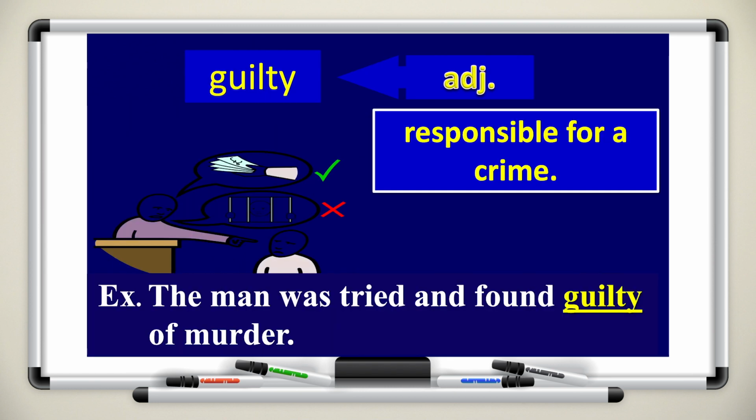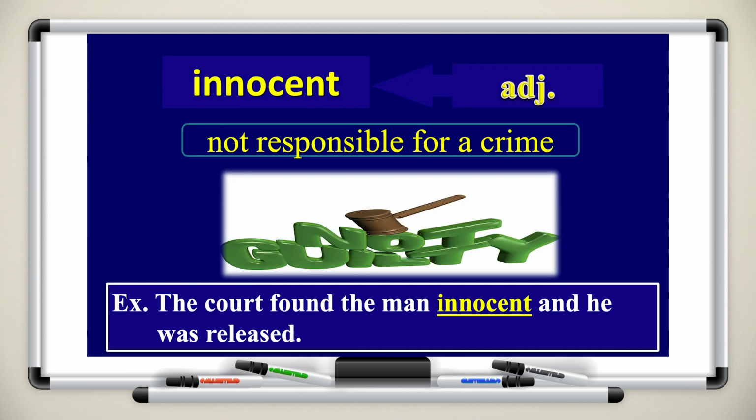Guilty is an adjective that means responsible for a crime. The man was tried and found guilty of murder. It means he did it. He was responsible. The opposite of guilty is innocent. Innocent describes someone not responsible for a crime. For example, the court found the man innocent and he was released. He didn't do the crime.